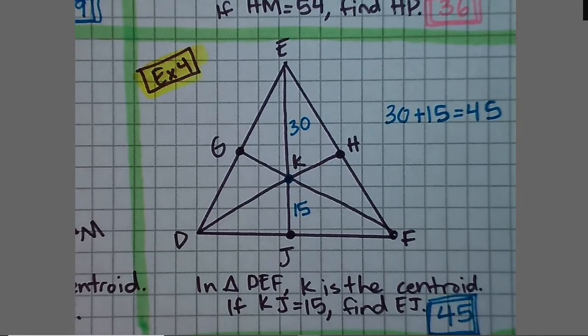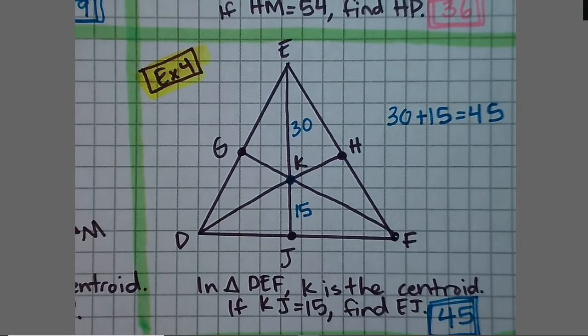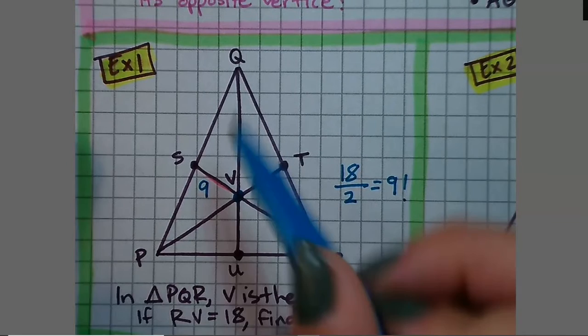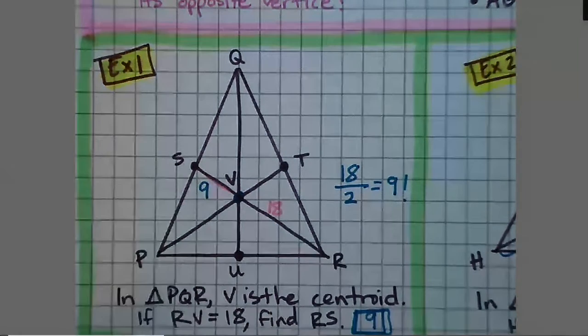I realized that I actually made a mistake on the first example. It asked us to find RS, but I actually found VS. So let's just go back up there and finish this problem out. Okay, so example number 1, I said it was 9. So this segment is 9, but notice in the problem it says find RS. Okay, find RS.